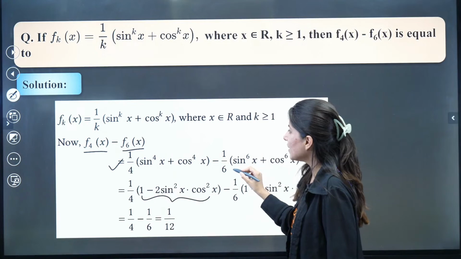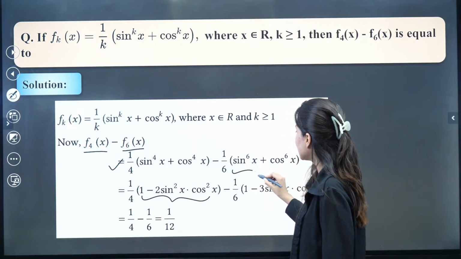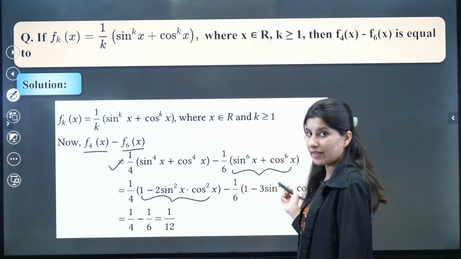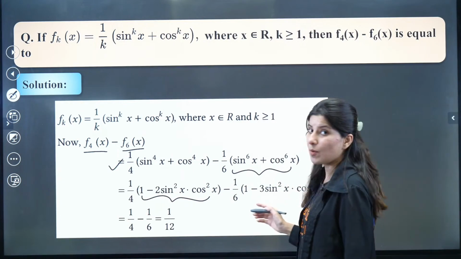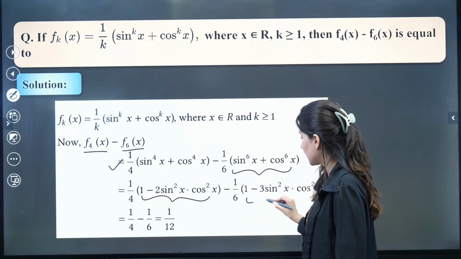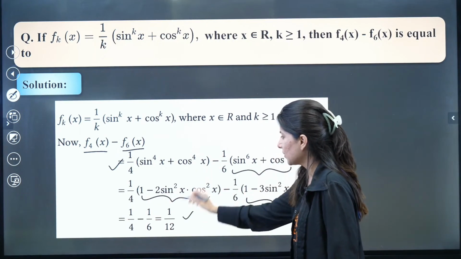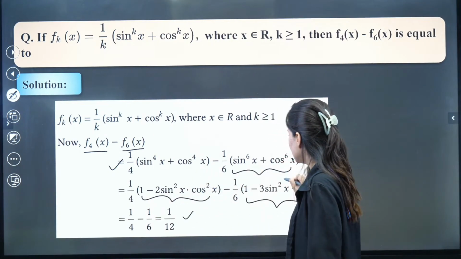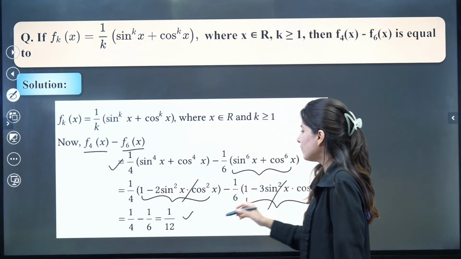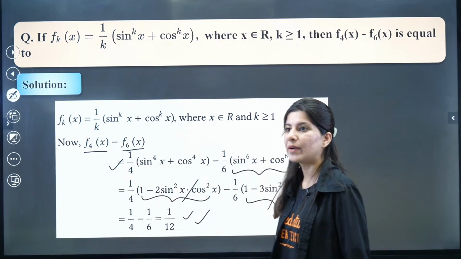And then over here we are having f of 6. So put k equals 6, you will get this. And again, we'll use the formula for a cube plus b cube. So we are going to get this. Now just multiply it together. So you are going to get cancelled out terms, or these two get cancelled out. So 1 by 4 minus 1 by 6 will be left out. 1 by 12 is the answer.